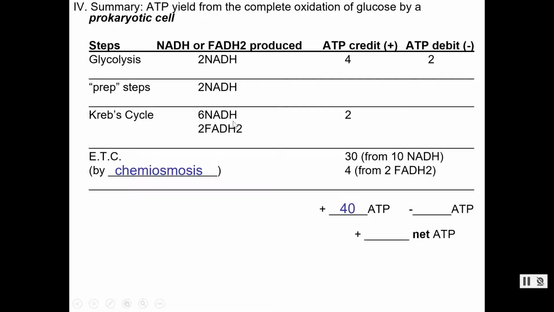For every 1 NADH, we make 3 ATP. So 6 plus 2 plus 2, I have 10 of these. Times 3 is 30 ATP. I have 2 FADH2, but I only get 2 ATP from those. So 2 times 2 is 4. So I can add that in this column. And if I add this all up, I make 40 ATP by chemiosmosis. I do need to subtract the 2 that I used at the beginning. And so for prokaryotic aerobic cellular respiration, we net about 38 ATP.